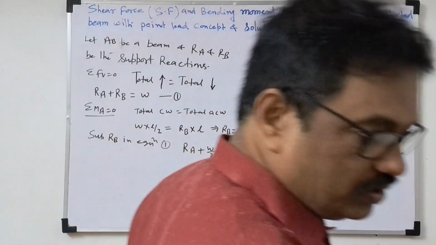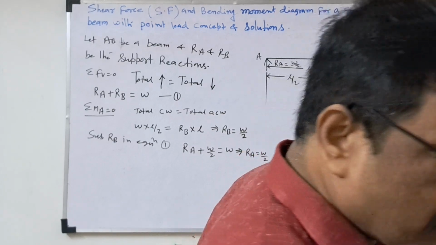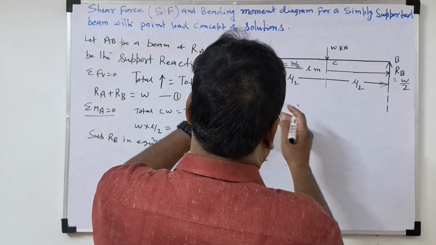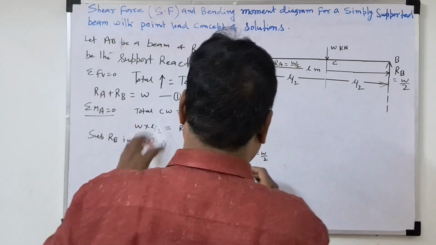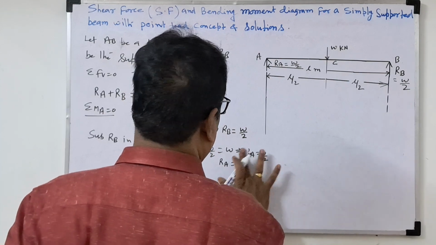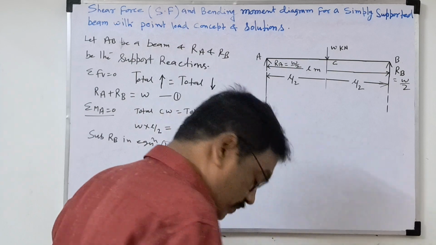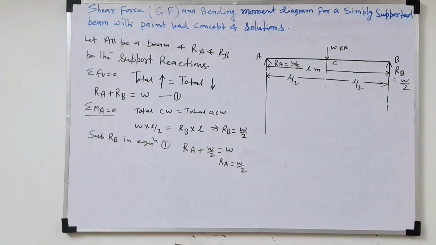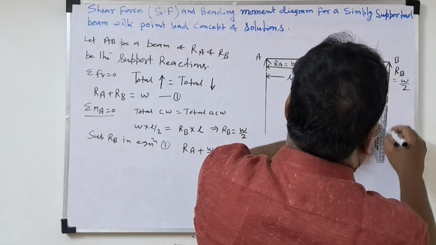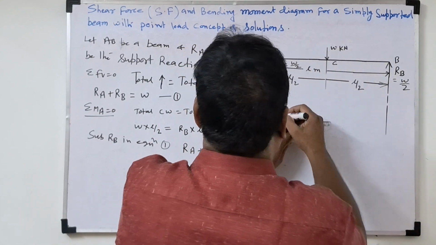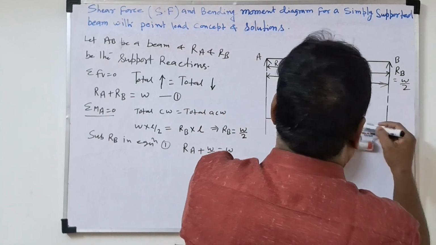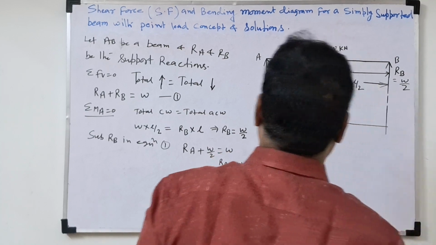Now we'll draw the zero line. The zero shear force line will be drawn first. RA is equal to W by 2, I need that space. So the shear force zero line will be drawn, and from there we'll draw the given values. So this is the shear force zero line.